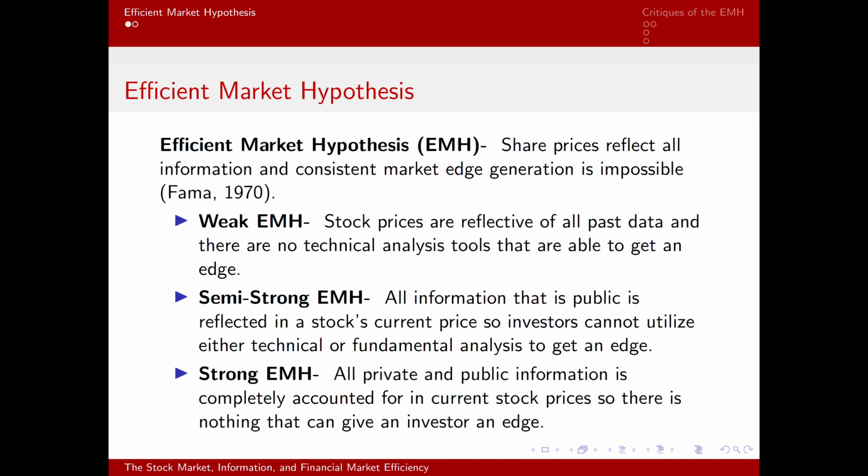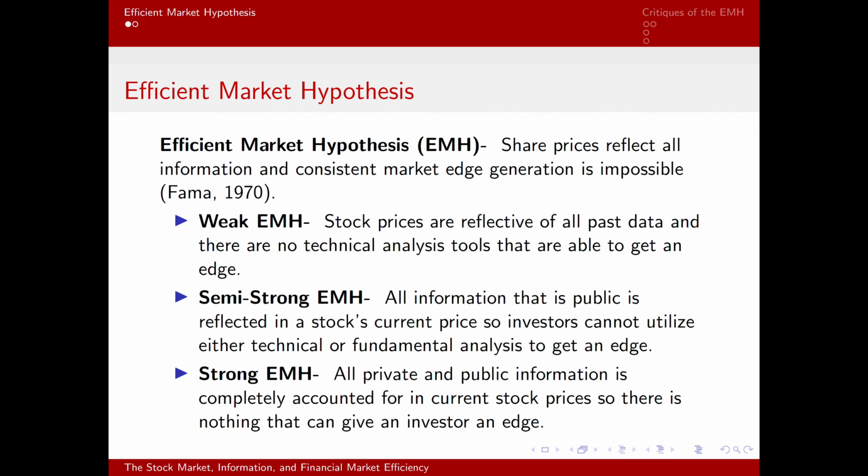The semi-strong form of efficient market hypothesis says that all information that is public is reflected in a stock's current price, so investors cannot utilize either technical or fundamental analysis to get an edge. And so the way that this differs from the weak form EMH is it includes fundamentals within a company and says that those are also reflected in a stock's current price.